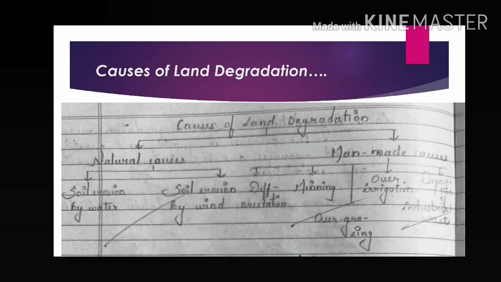There is less erosion by water, there is less erosion by wind. So deforestation is one cause. Second, mining. Mining means digging the land to extract minerals. When we are digging, first of all we are doing deforestation. Second, when you are digging the land, you are harming the land structure, you are damaging the land structure.